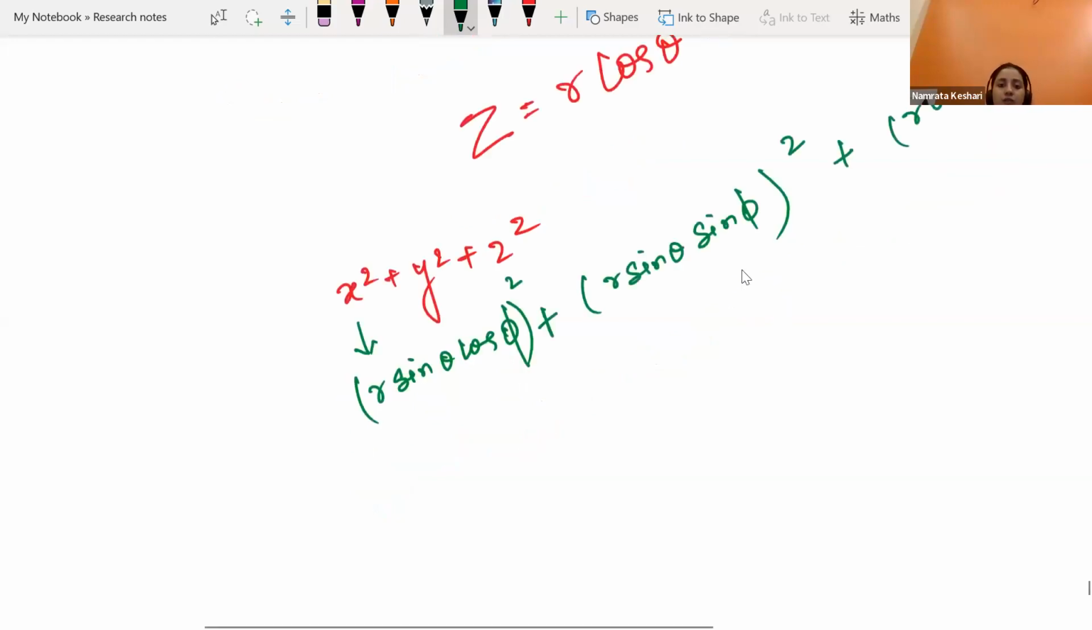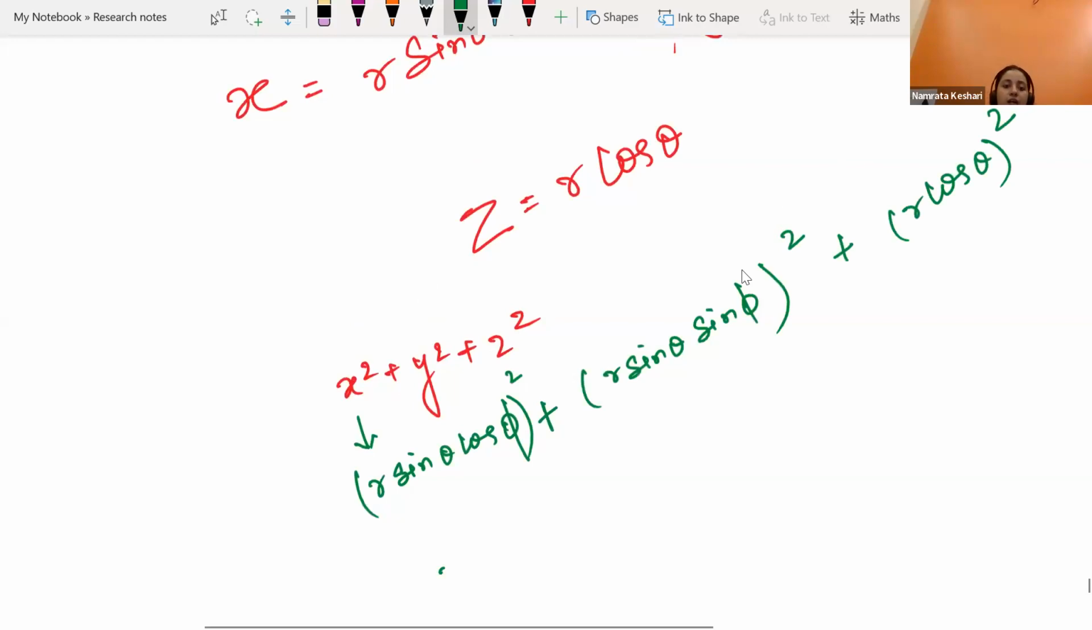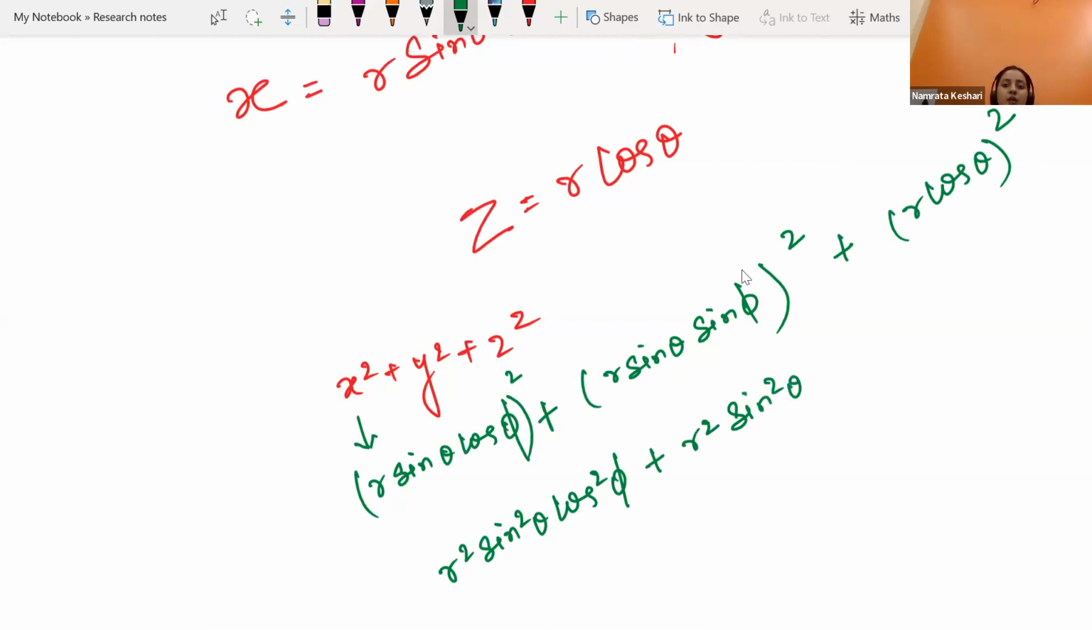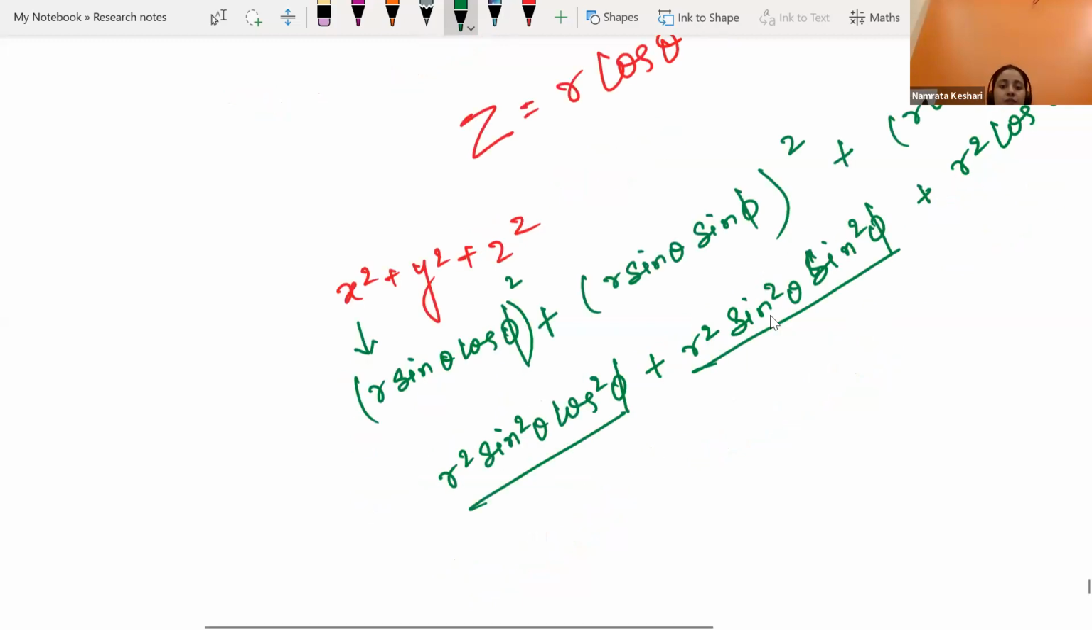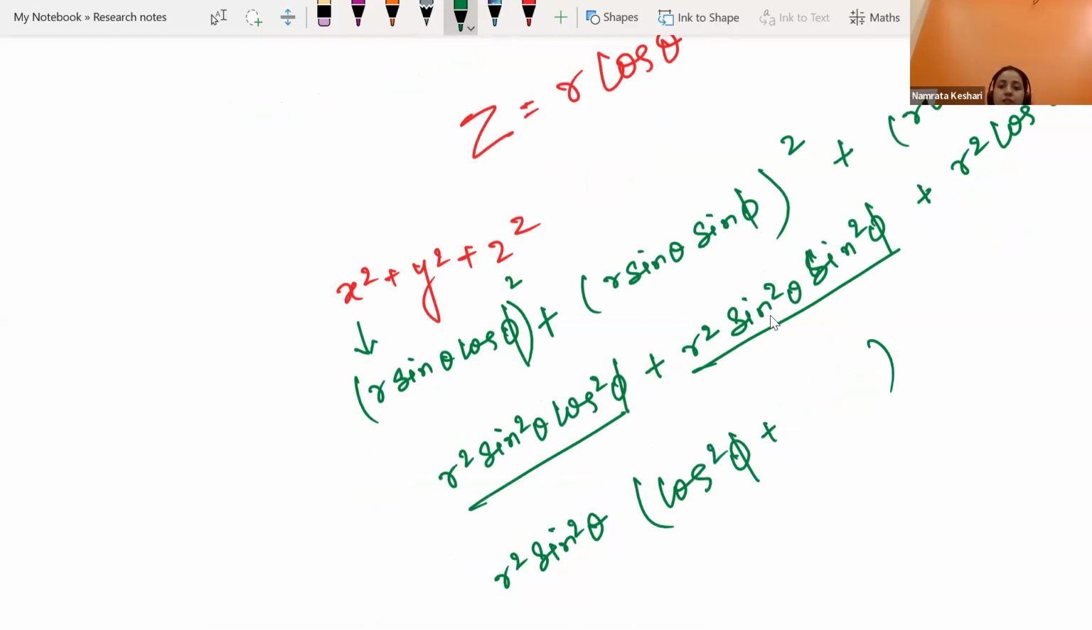Okay, let's try solving it. We will be having r square sin square theta cos square phi plus r square sin square theta sin square phi plus r square cos square theta. Something we can take out as a common factor from the first two terms. Can you see? r square sin square theta. And what are we left with? Cos square phi plus sin square phi.